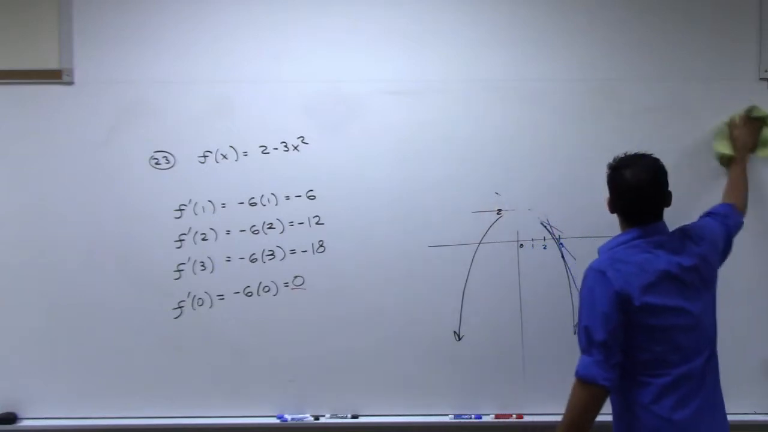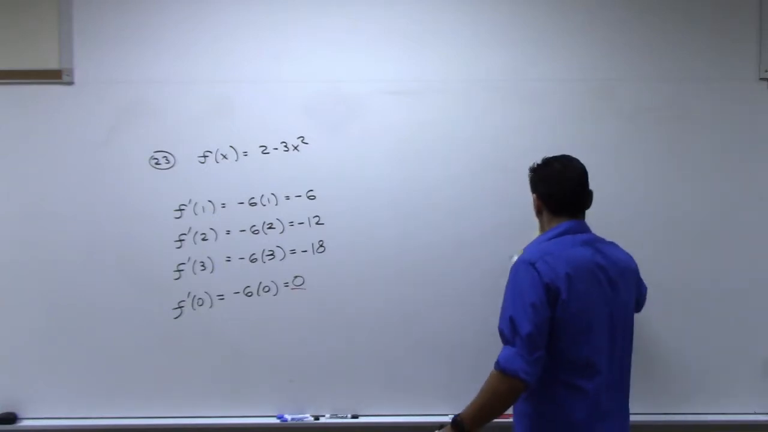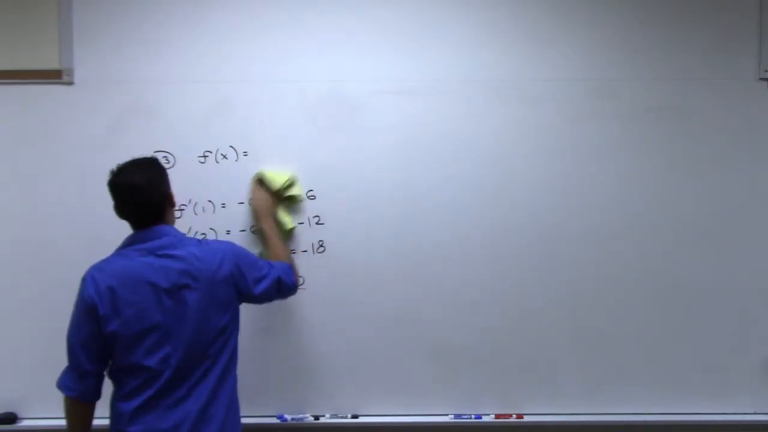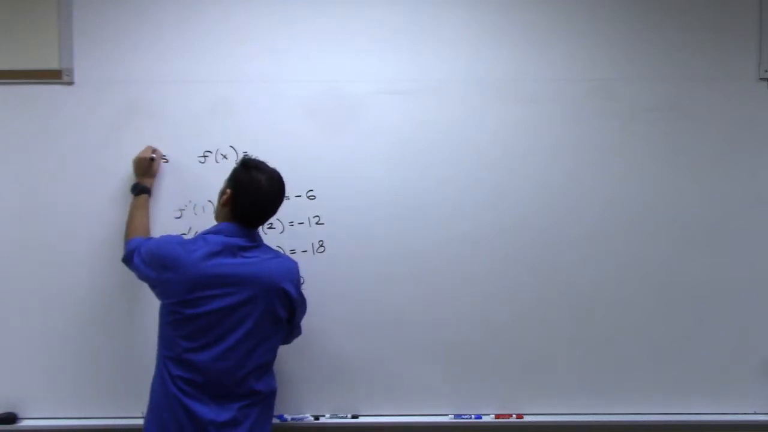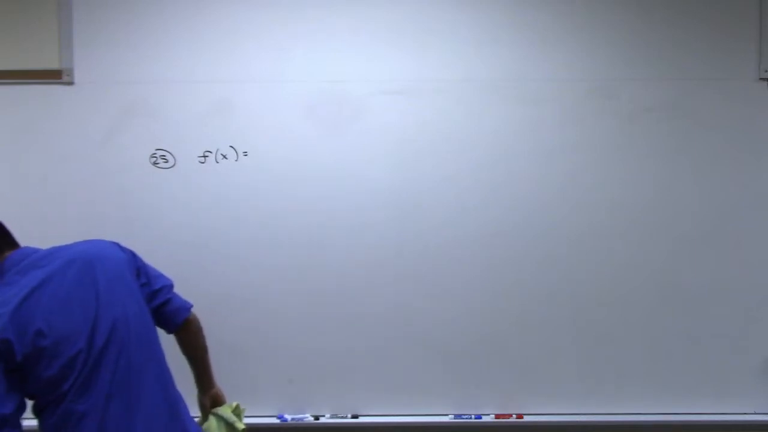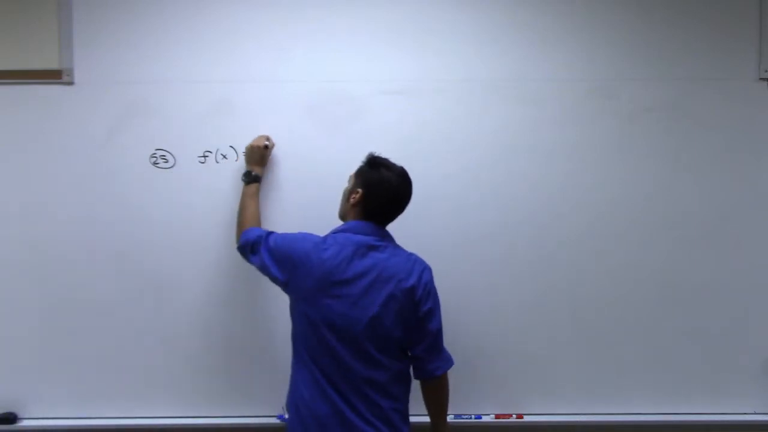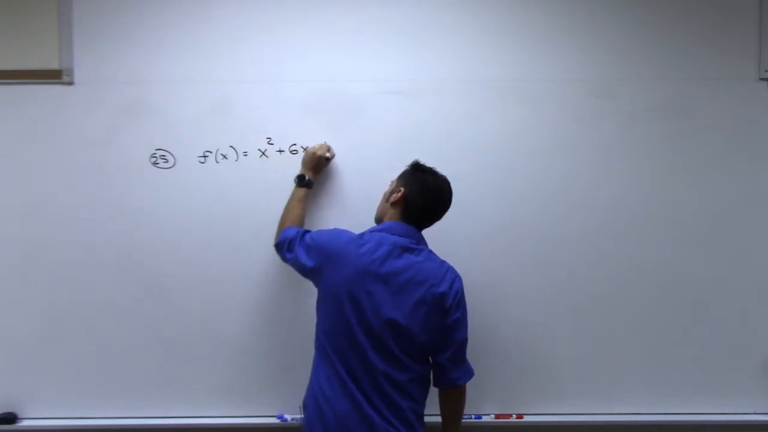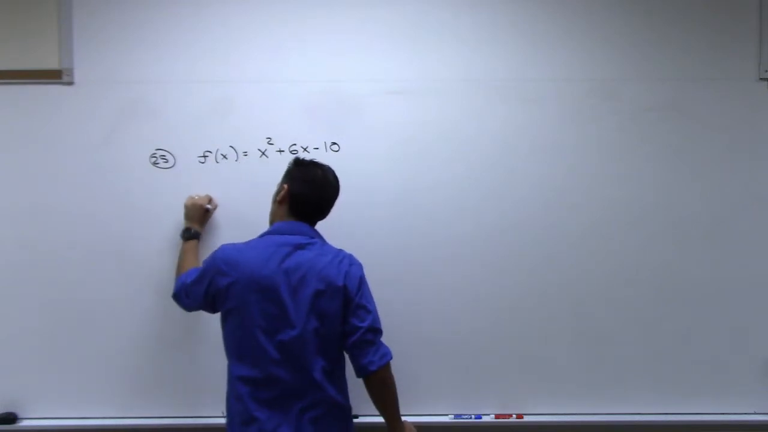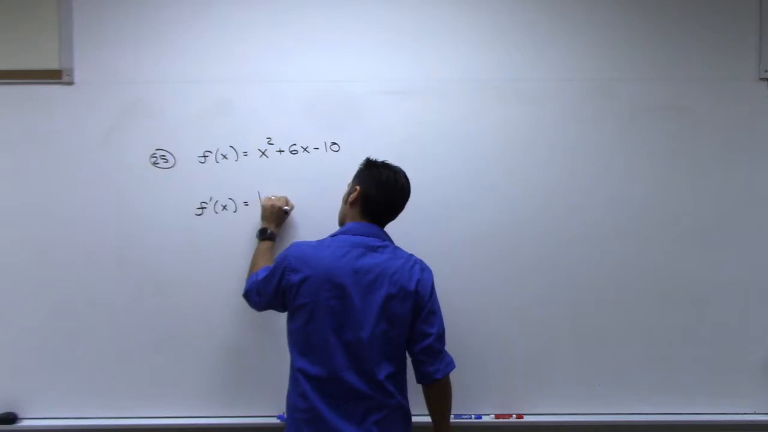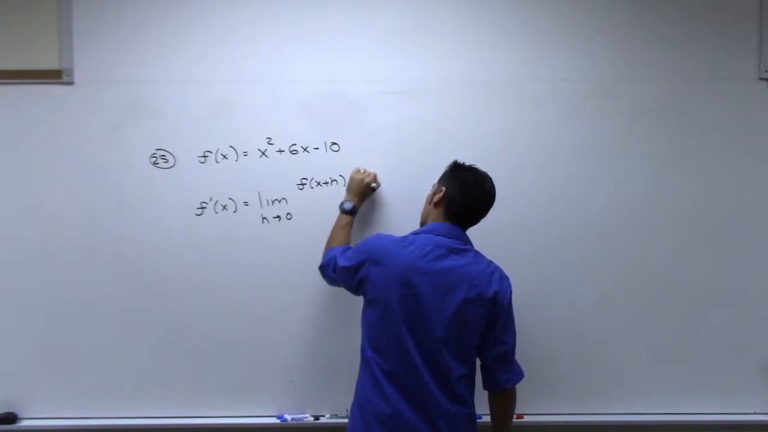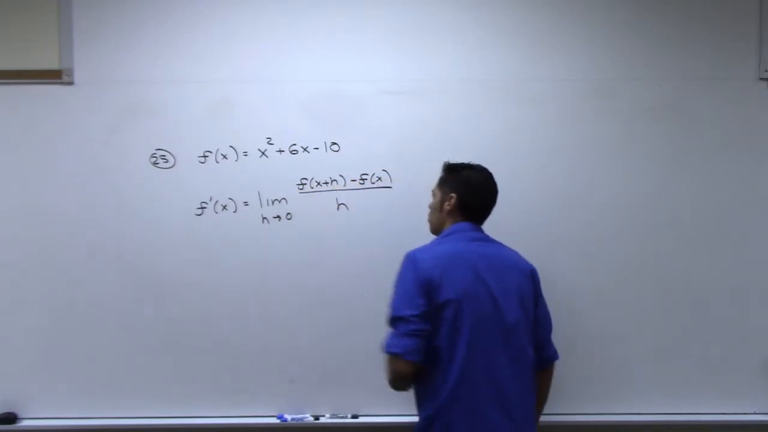All right, let's look at number 25. 25 has the same set of instructions, but they give you a different function. So the function here is x squared plus 6x minus 10. We need to find f prime of x, which we know is the limit as h approaches 0 of f of x plus h minus f of x, all of that divided by h.